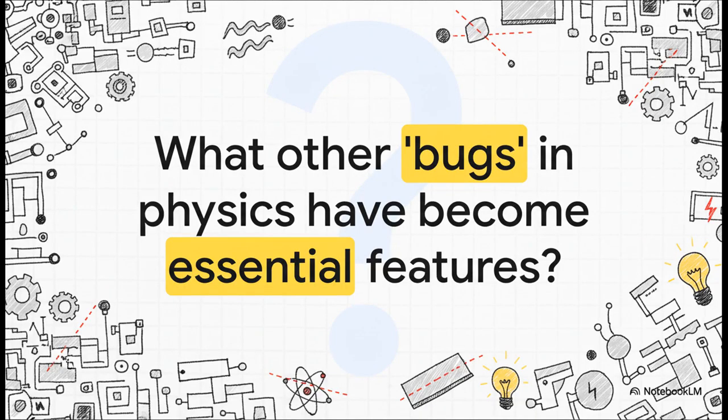And that kind of leaves us with a final thought. The perfect abstract world of computer science is only possible because engineers learned how to understand, predict, and even exploit the messy, imperfect world of real-world physics. It really makes you wonder, what other bugs are just sitting out there waiting for someone to turn them into the next revolutionary feature?